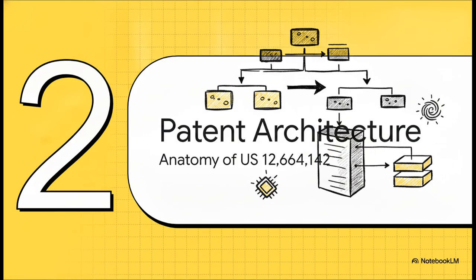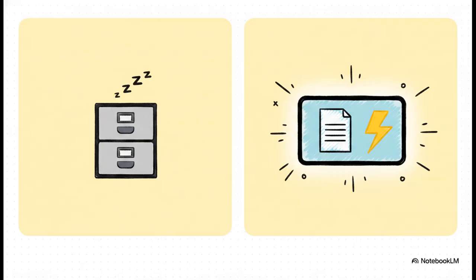Anatomy of U.S. Patent 12,664,142. To find the answer, we've got to look at this blueprint. It outlines a hierarchical tree database where the nodes are actually active, not passive. This brilliantly illustrates the stark contrast between your standard passive databases and this new active system.